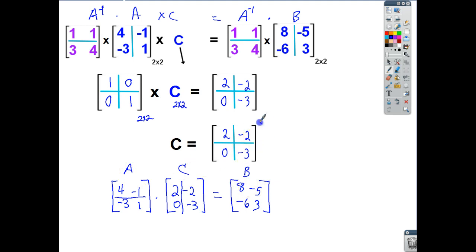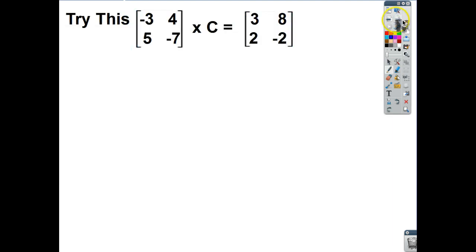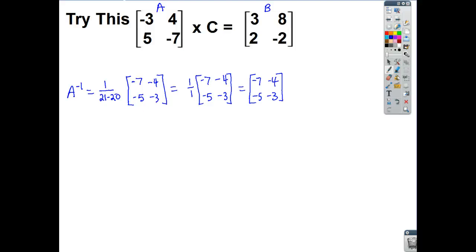So that was our solution, and we plugged it in and we saw that it did what it was supposed to do. Okay, let's take a look at one of these. I'll get you to try this. You might want to look back on your notes on the last problem and look at the procedure that we did. Okay, doing this in parts, if we called this first matrix A times C equals B, like we did in the last problem, then the first step would be to find the inverse of A, and we did that right here, so you can check your work.